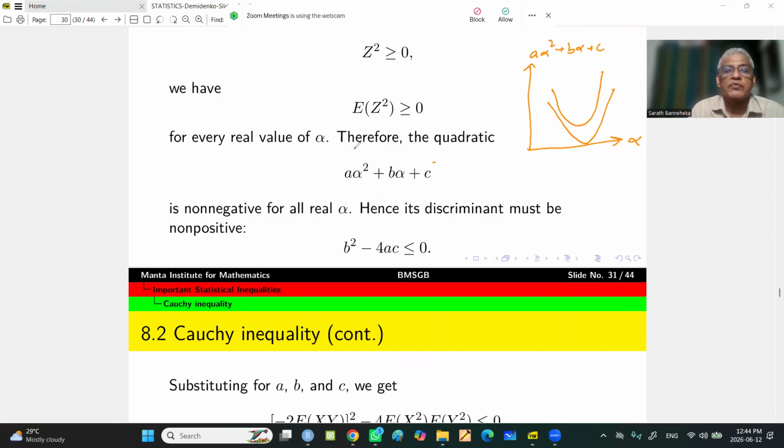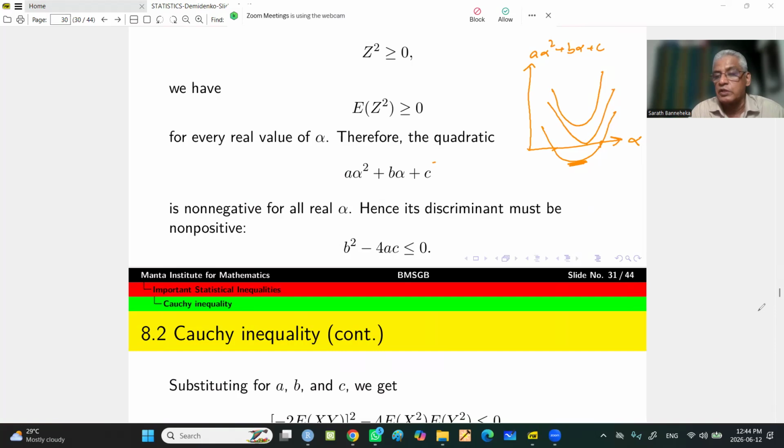Right. So if expected value of z square is greater than or equal to 0, this function is greater than or equal to 0. Therefore, you have either this situation or this situation. So the discriminant must be less than or equal to 0. If you have discriminant greater than 0, then you should have something like this, two roots, right? Then the function will be negative in some part. Therefore, that will be a contradiction. So if expected value of z square is greater than or equal to 0, that implies that b square minus 4ac should be less than or equal to 0.